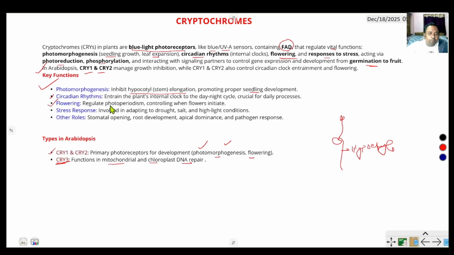Flowering: they regulate photoperiodism. On the basis of day length, flowering occurs in plants, and on the basis of this day length, plants are divided into two types, short day plants and long day plants, and another type is the day neutral plant. Stress response involves adapting to drought, salt and high light conditions, also a key function of cryptochromes. Other processes like stomatal opening, root development, apical dominance and pathogen responses are also controlled by cryptochrome genes.